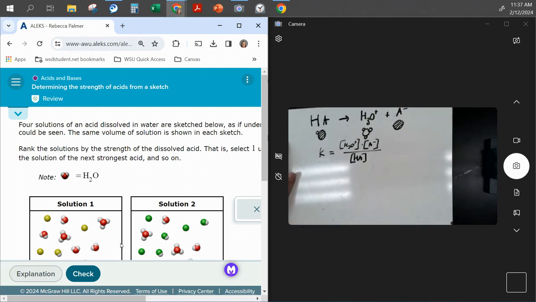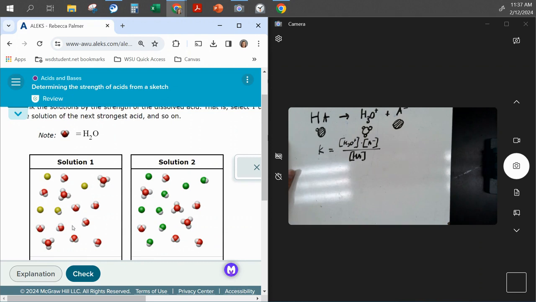Okay. Again, so we're looking at products over reactants. So our products are hydronium. We've got 1, 2, 3. And then our original acid or conjugate base, 1, 2, 3, divided by the acid, one of those. So the acid is the one with hydrogen. This one's the acid. This is the conjugate base, and then this is hydronium.